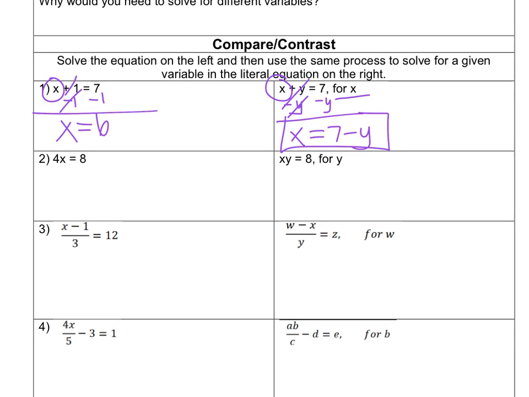Since I don't know what x or y is, we have to leave it as an equation like this. So all we're doing is rearranging the equation to get x by itself. Okay, let's try another one.